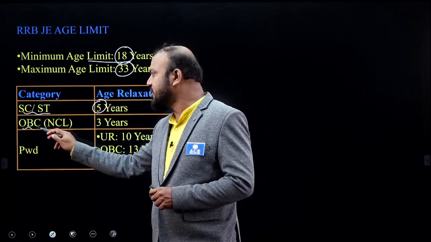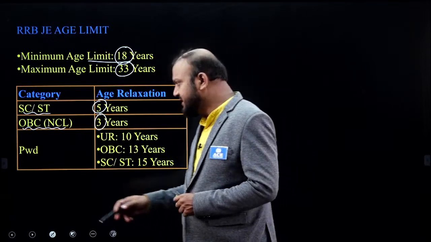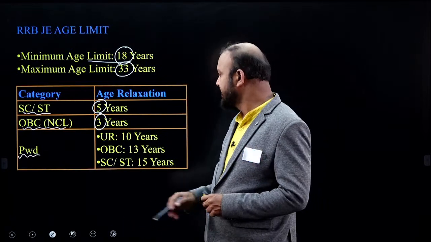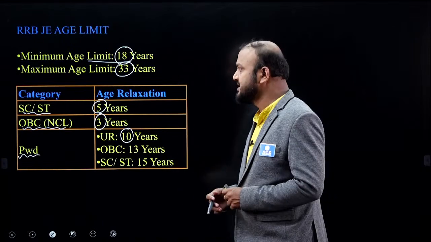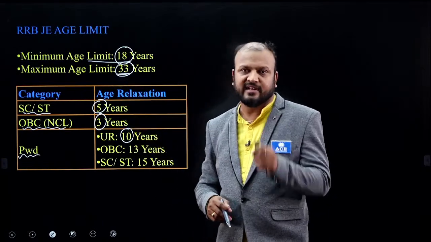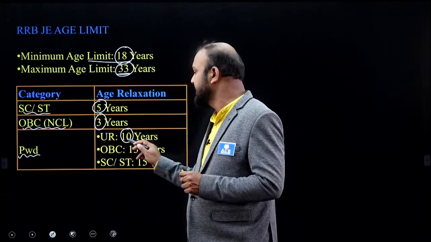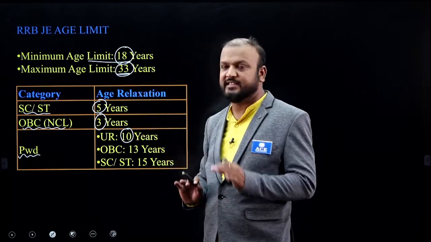For OBC non-creamy layer, it is 3 years. And one more thing, if the candidate is physically handicapped and in the unreserved category, 10 years extra, means 10 years age relaxation, means maximum age limit is 33. In general category, if the candidate is physically handicapped, the maximum age should be 33 plus 10, 43 years.